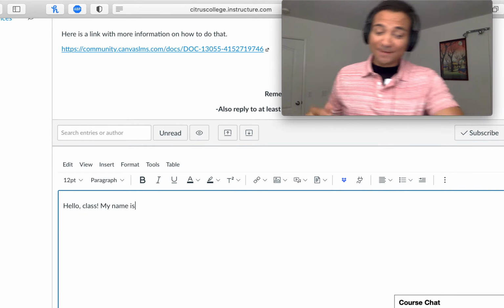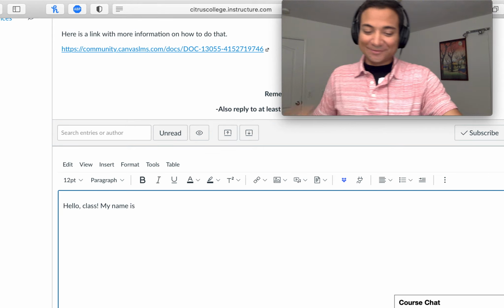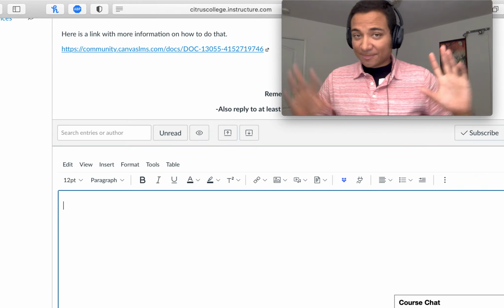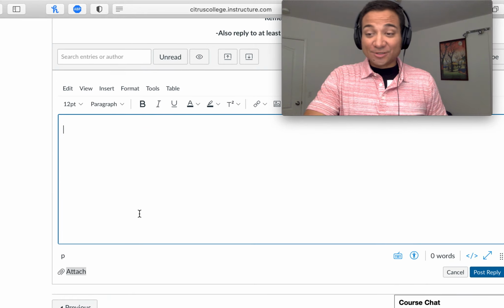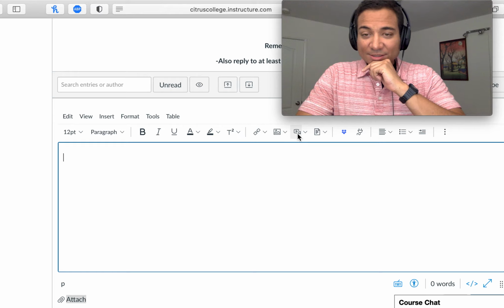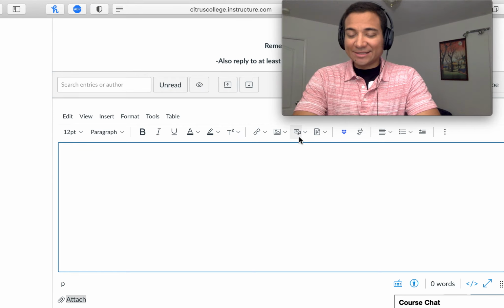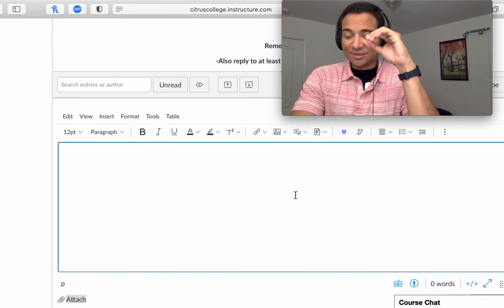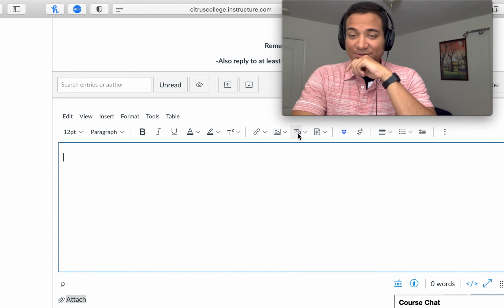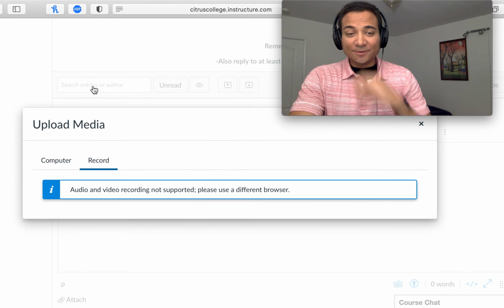You can type it out in at least a nice hearty solid paragraph. At least you can type it out, or you can do my favorite, which is media. Let me show you how to do that. And this is the icon, I believe, this one. Record, upload media. Yeah, so it has the little video icon here. So you click that. So you can go to record.